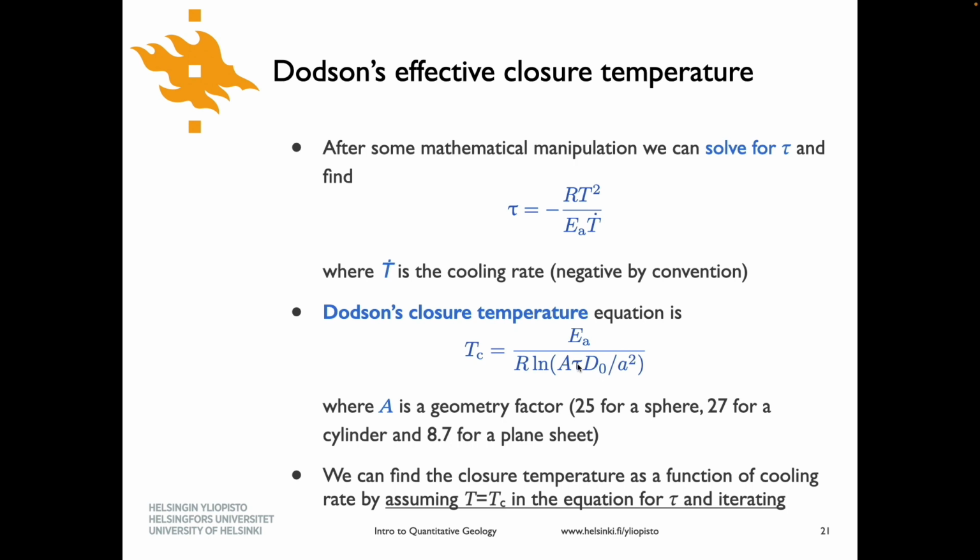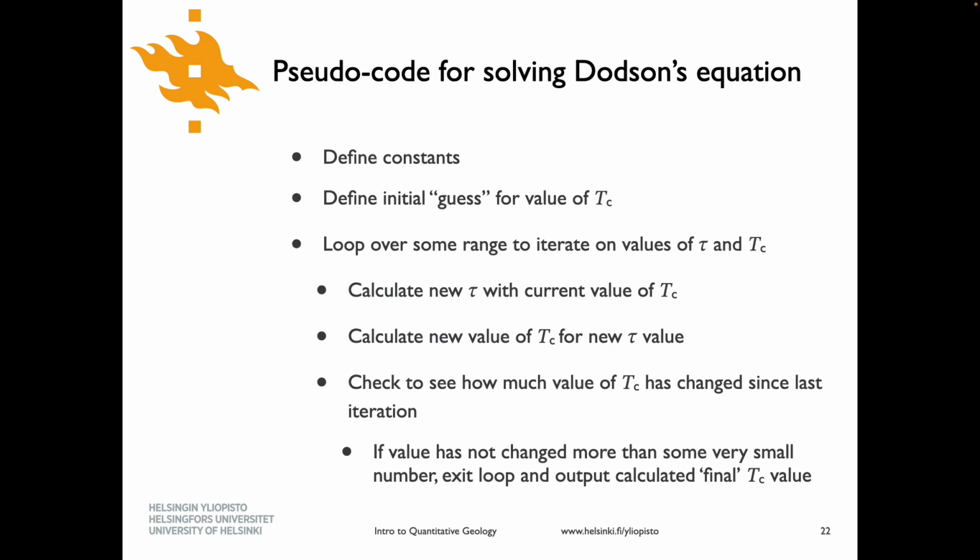This is seemingly a bit of a problem, but there are ways to deal with this, and one of them is that we can iterate and try to find a solution that way by putting in a guess for what the closure temperature might be, calculating tau, putting in that new version of tau to get a new closure temperature, and just going through that process until the estimate of the closure temperature stops changing. So the basic idea here is kind of laid out like this.